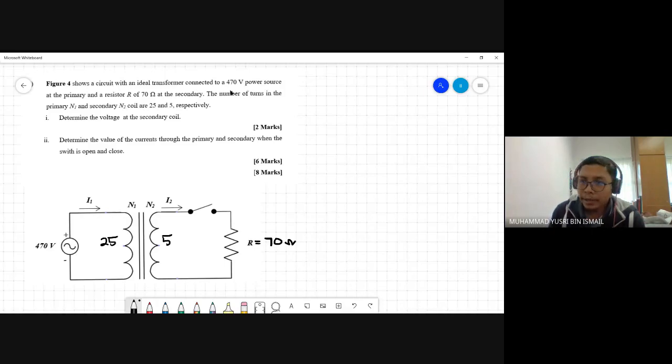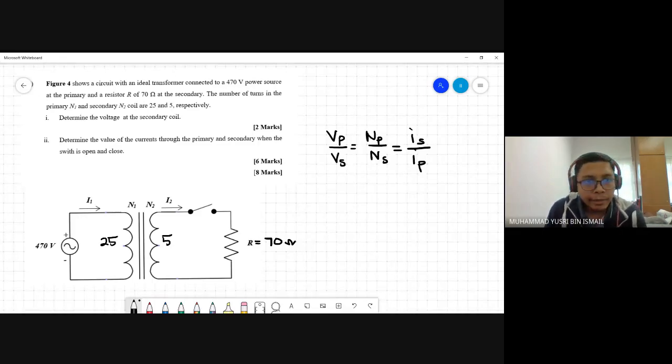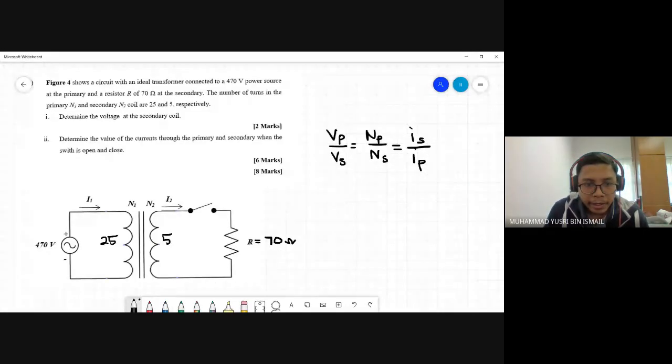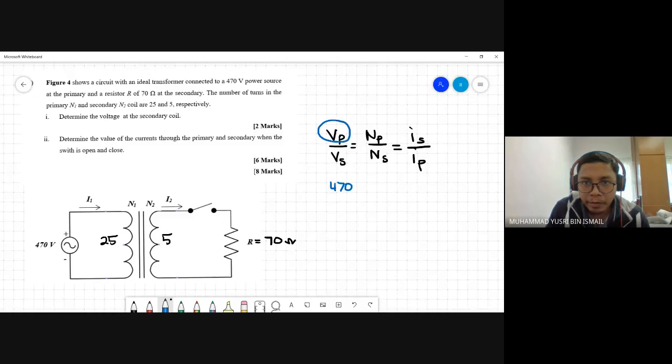First we need to write the equation. We have Vp over Vs equal to Np over Ns equal to Is over Ip. Now determine the voltage at the secondary coil. We have 470 volt at the primary.